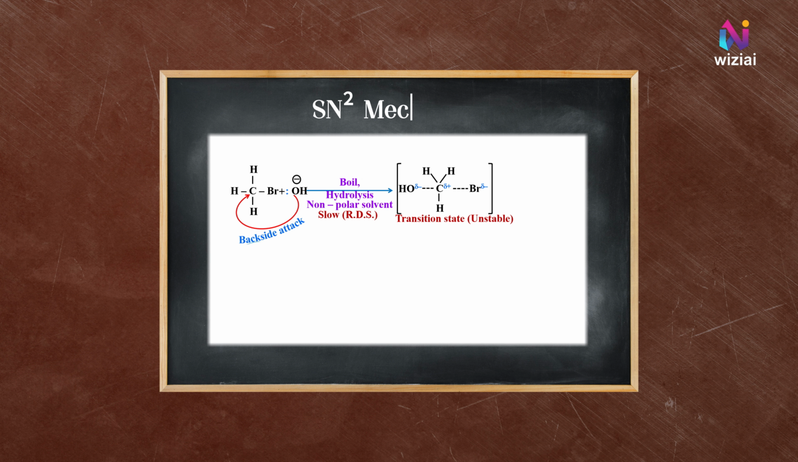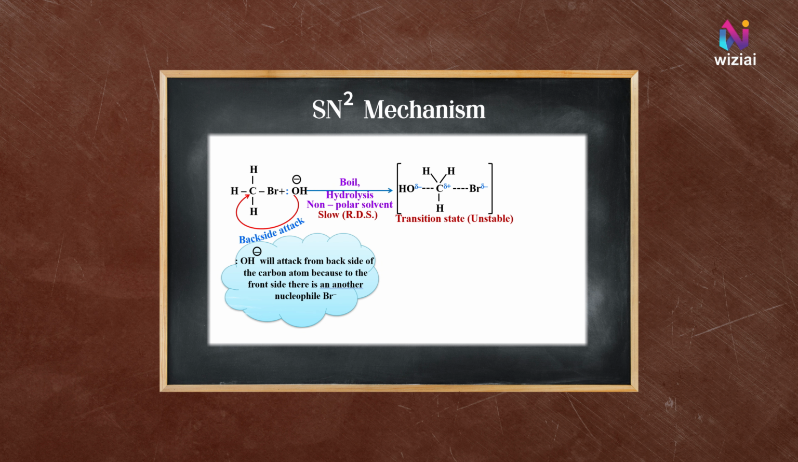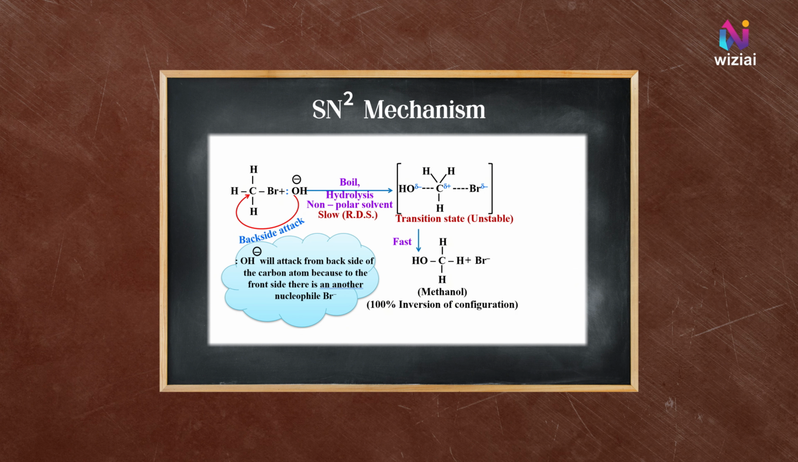The SN2 mechanism takes place in a single concerted step. The hydroxide ion attacks the carbon atom from the backside, exactly opposite to the leaving bromine atom. This leads to the formation of a highly unstable transition state, where the carbon is simultaneously bonded to both the nucleophile and the leaving group. Finally, the bromide ion departs and methanol is formed. Importantly, this backside attack causes complete inversion of configuration at the carbon atom, often called the Walden inversion.